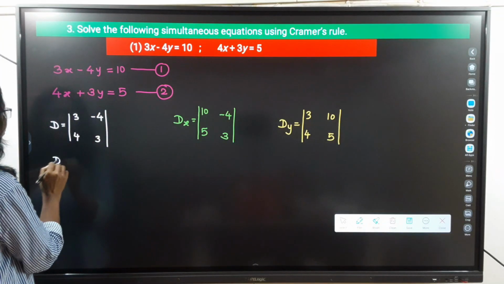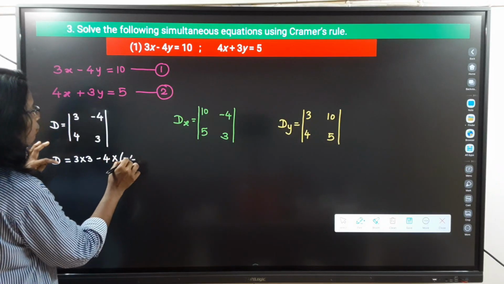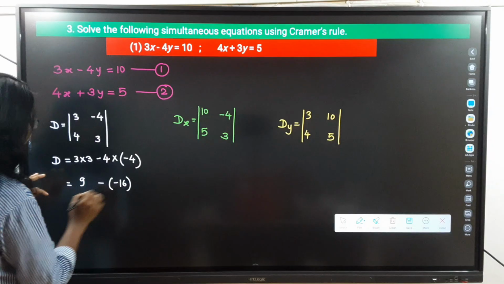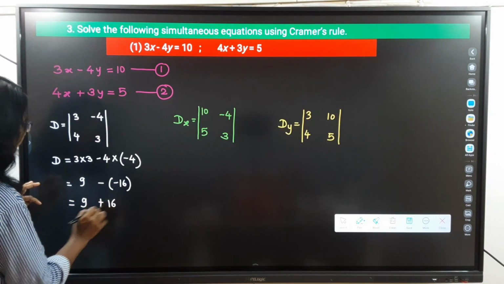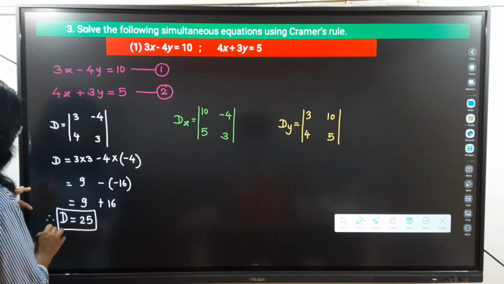So D is equal to 3 multiply 3 minus 4 multiply minus 4, which is equal to 3 3s are 9 minus, minus 16. Then 9 plus 16 is equal to 25. Therefore determinant D is equal to 25.